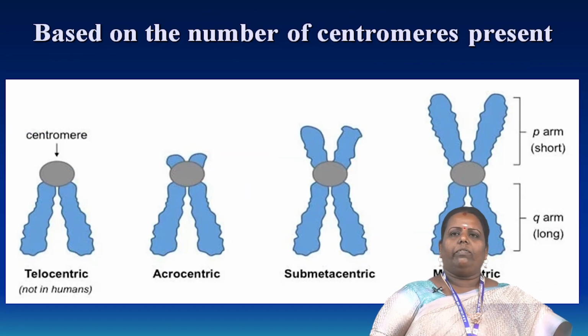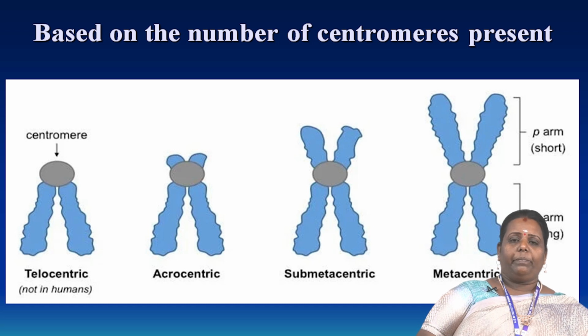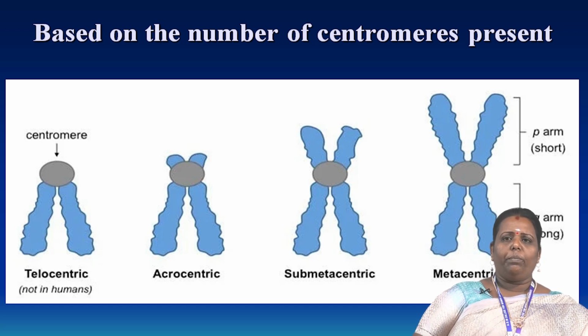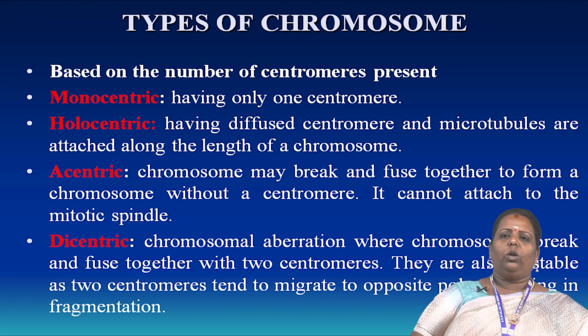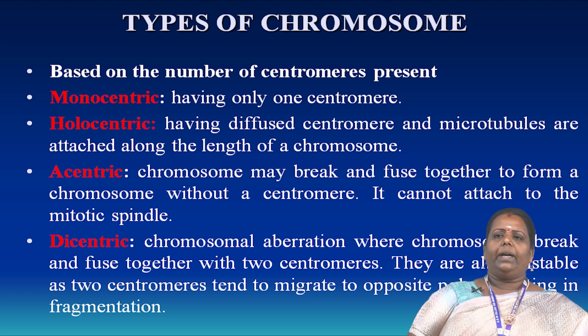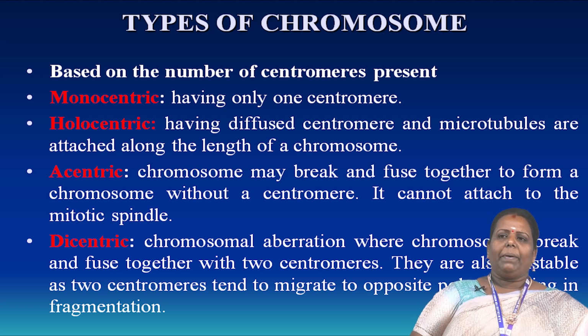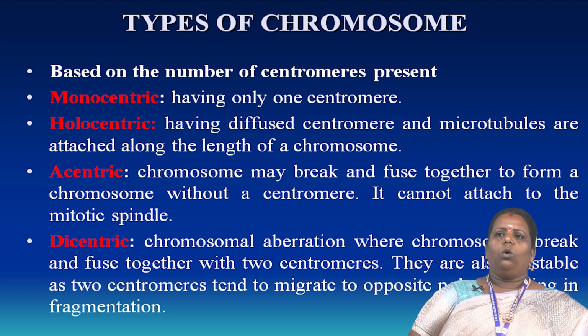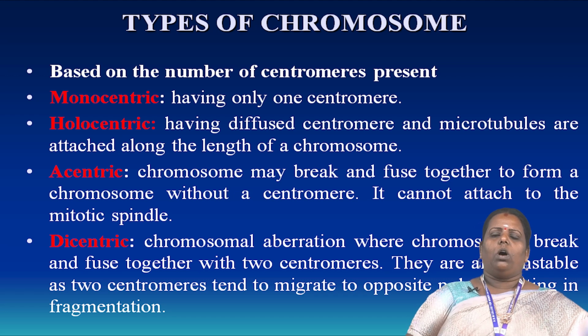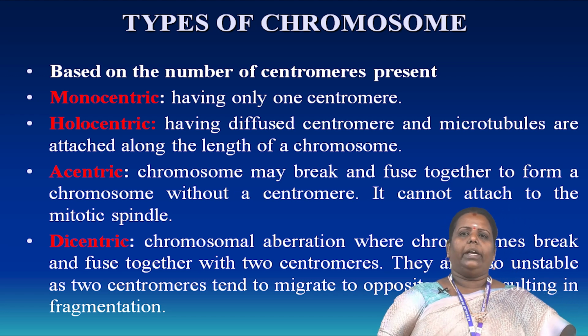This is the structure of the chromosome based on the position of the centromere. We have to differentiate telocentric, acrocentric, submetacentric, and metacentric. The metacentric has 2 arms: one is the P arm and one is the Q arm. The P arm is short in nature and the Q arm is long in nature.